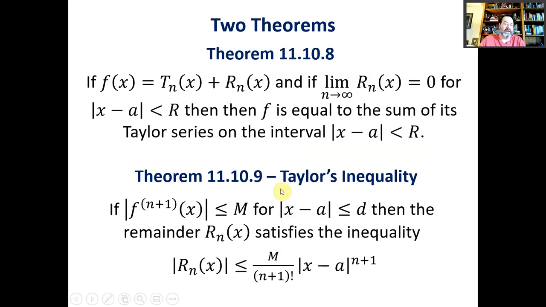There's one other thing, and again, we're not doing any work with this, but it is important to at least be able to read it. So this is saying if the next derivative of the function is less than some value m on some interval, so m is just a number, right? Then the remainder satisfies this inequality. This is called Taylor's inequality, and it's what we use to show this if we were to do it. You're basically just doing like a ratio test with this. So that's how it would be done.